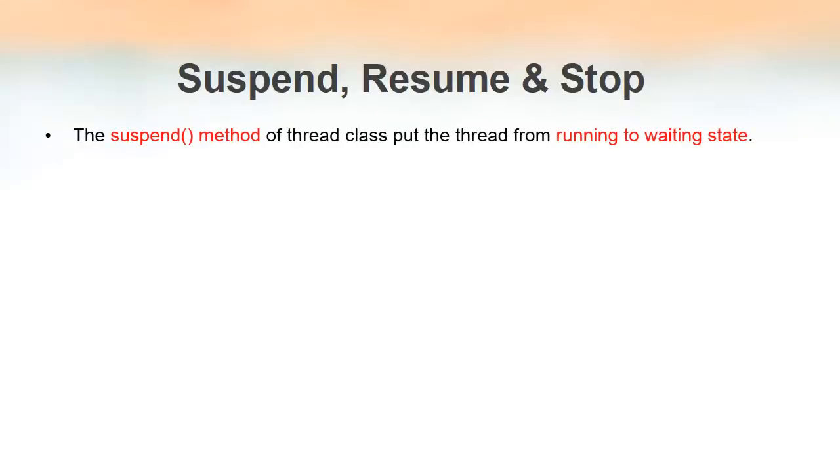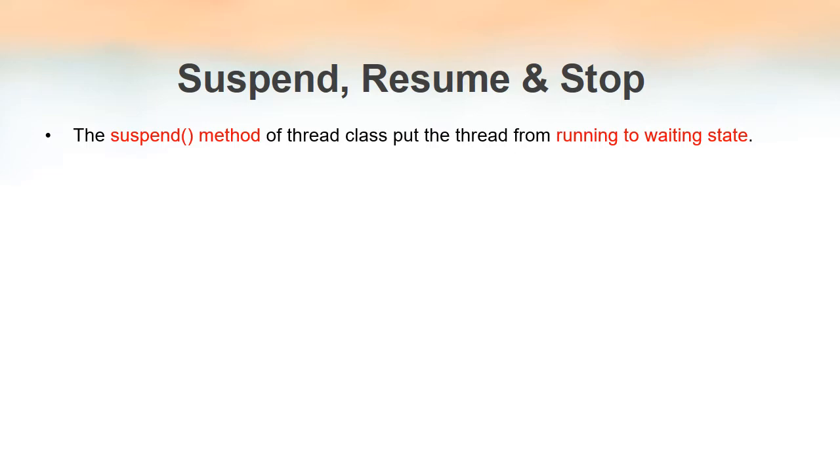We have a method named suspend inside the thread class in order to suspend a thread. What does suspending a thread mean? To suspend means we are changing the state of the thread from running to waiting state. We know the life cycle of a thread. A thread has 5 different states. One among those states is the waiting state. So when we use the suspend method, we are actually changing the state of a thread from running to waiting state.